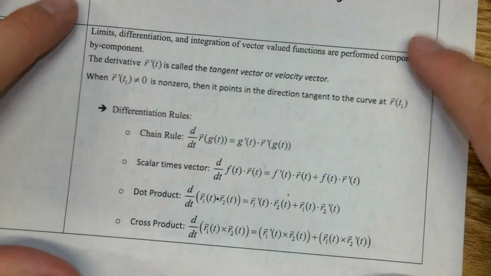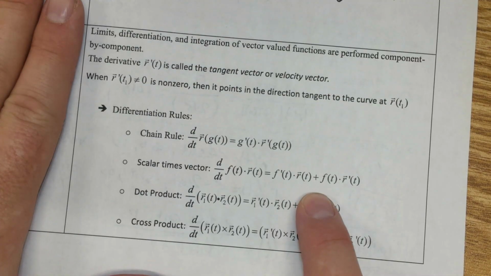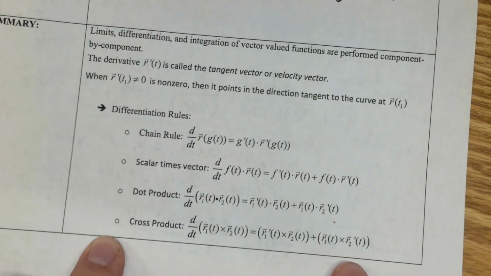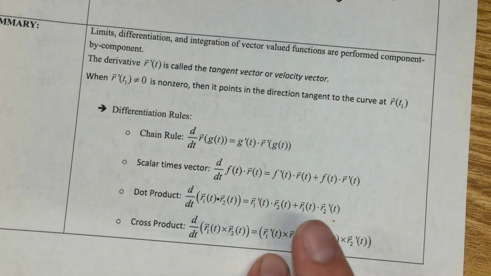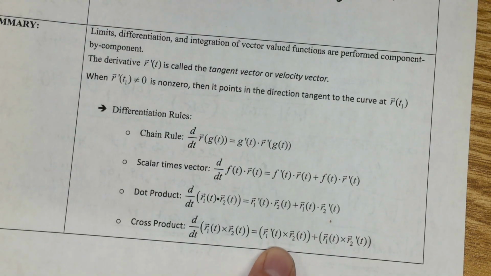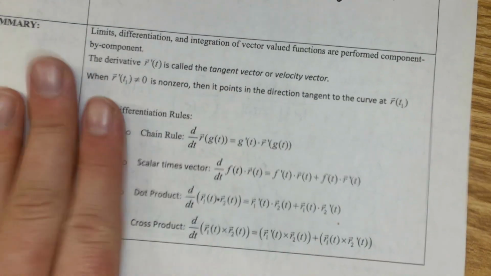There are some rules about taking derivatives of these things like the chain rule and scalars, dot product, cross product. We'll start using these, so don't think they're here for no reason. But we will use these especially as we get into the 13.3s and 13.4s. Look forward to seeing this come up again.